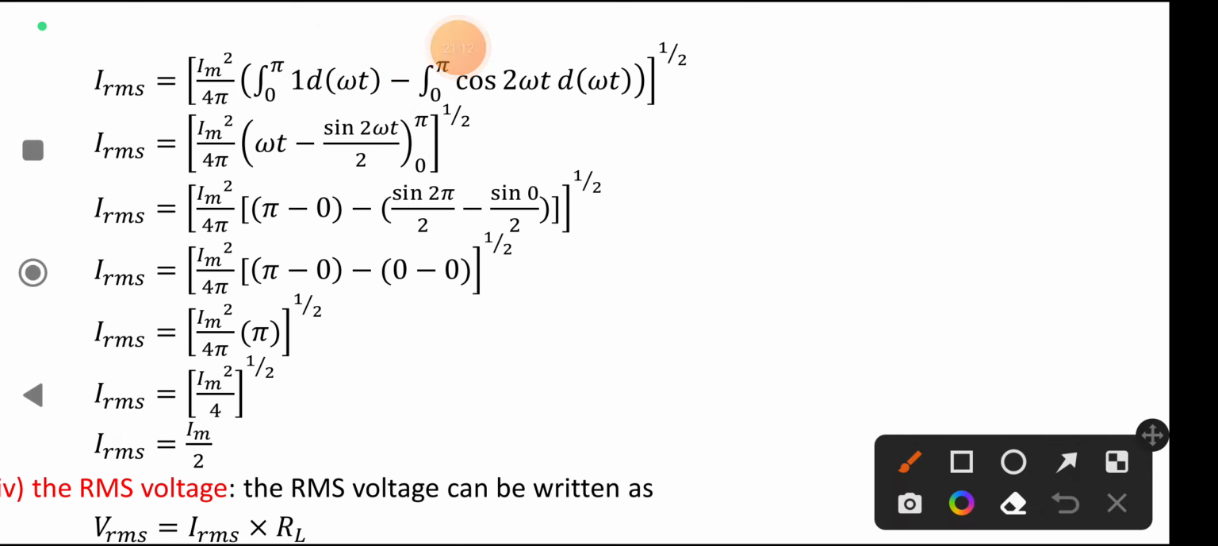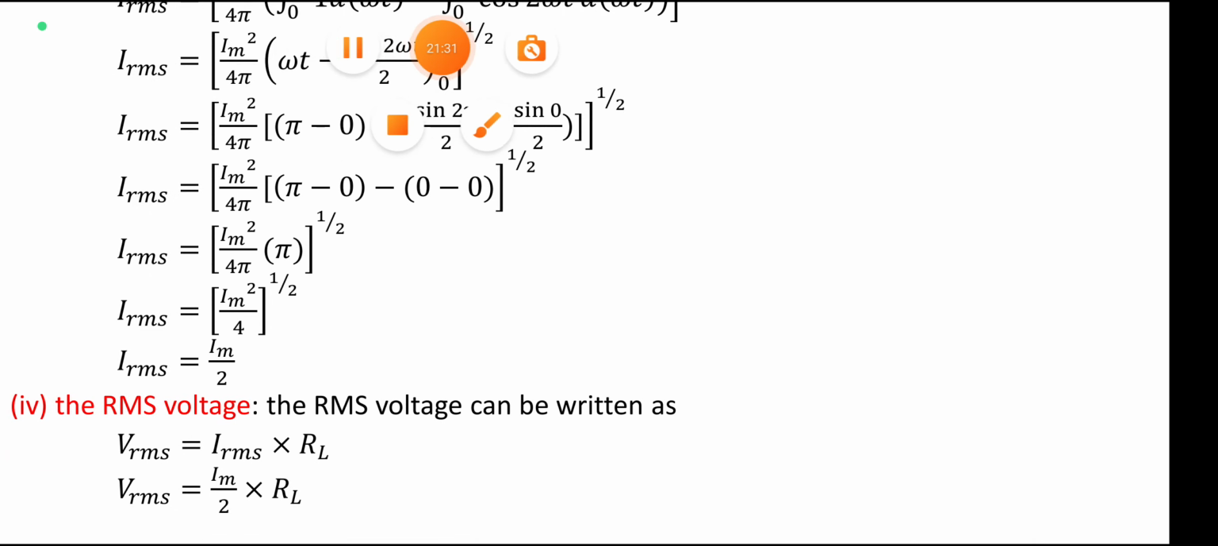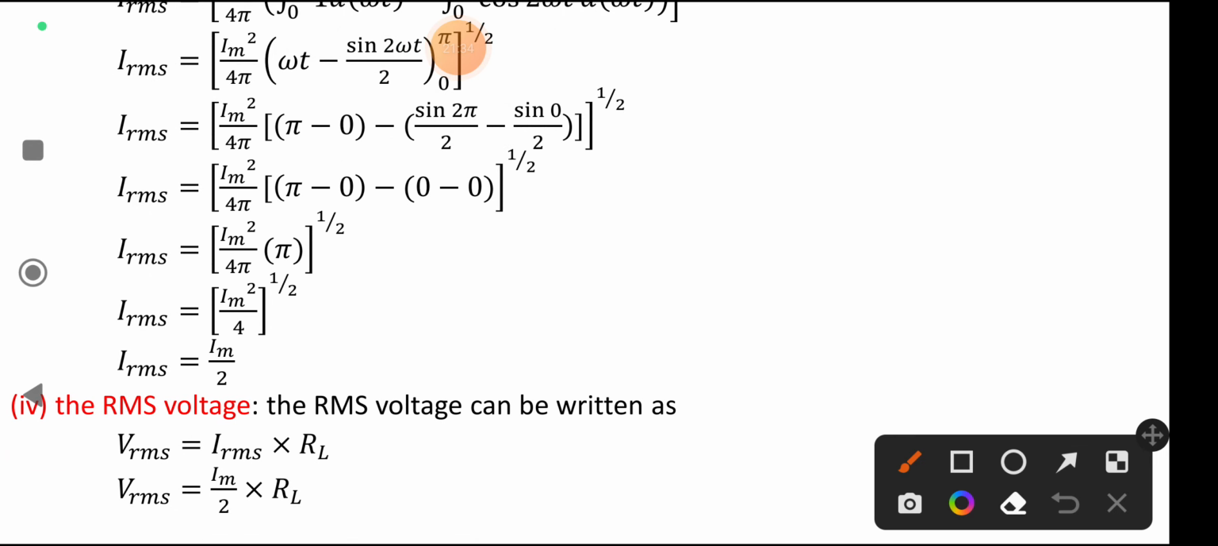Now the limits are from 0 to pi. Apply the limits: first put the pi value in the place of omega t, and next subtract the 0 value. Sin 2 pi is always 0, and the other term is also 0. So finally we got pi here, and pi gets cancelled.